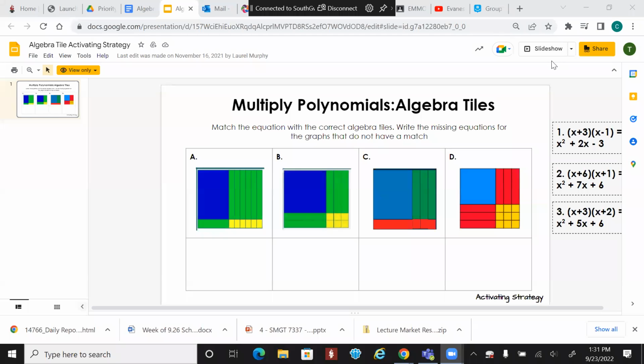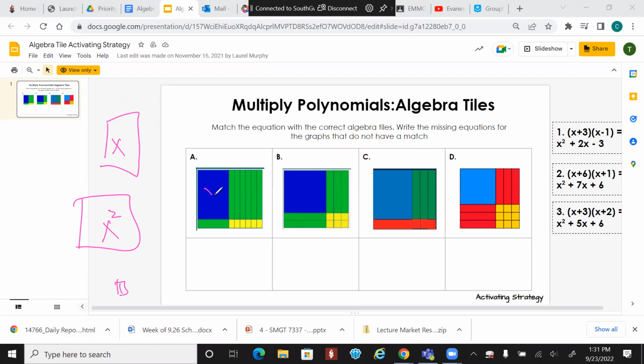So I'm going to kind of talk you through a couple of these. On this first one, this is on the next page. Just as a reminder, the green tiles are x's. The blue tiles are x squareds, and then the yellow tiles are like little ones. Okay, and it's talking about the length and the width from the sides.